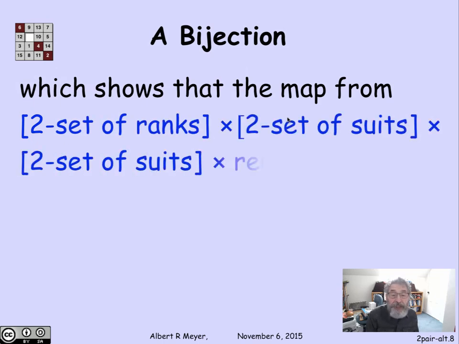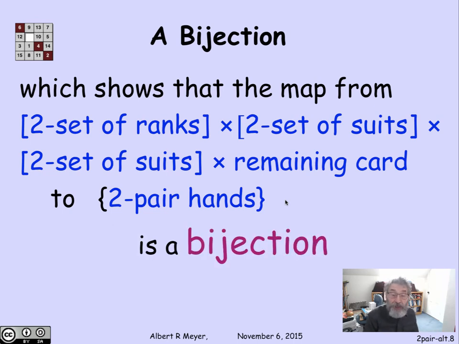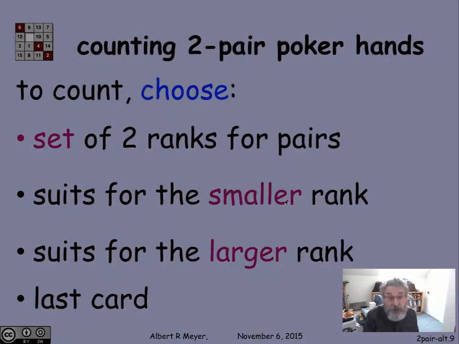And what this shows is that the mapping from these quadruples, namely the set of two elements of ranks, the set of two elements of suits, and the set of two elements of suits, and the remaining card, that quadruple maps to a two-pair hand. And it's a bijection, because we've just shown how to go from the tuples to the hands, and also given any hand, I can get back to the tuple that will generate it. So we got a bijection. Bijection means we know how to count.